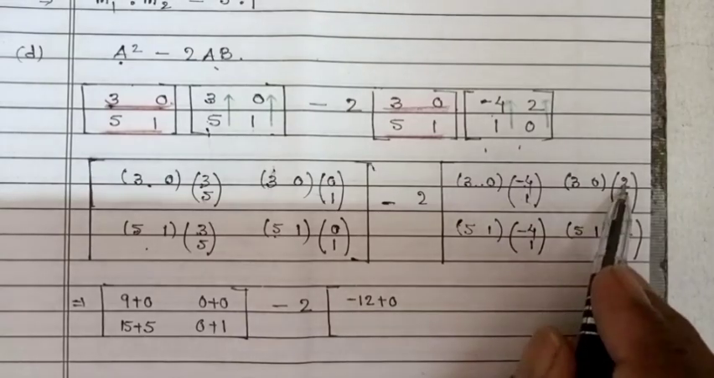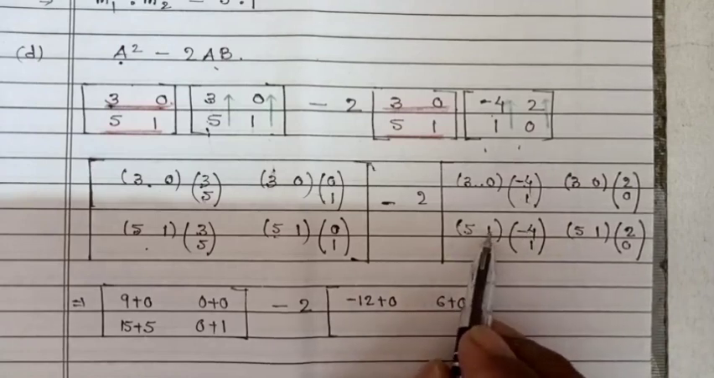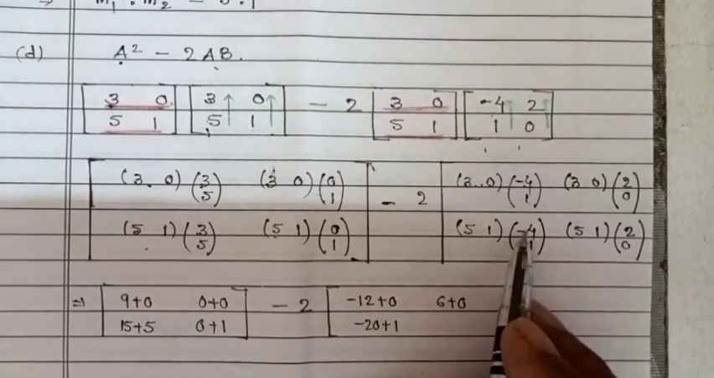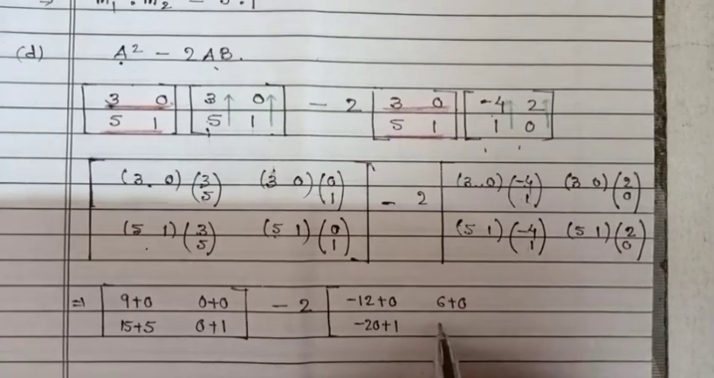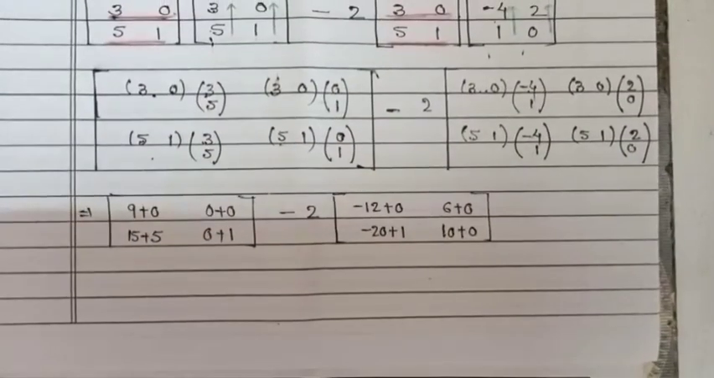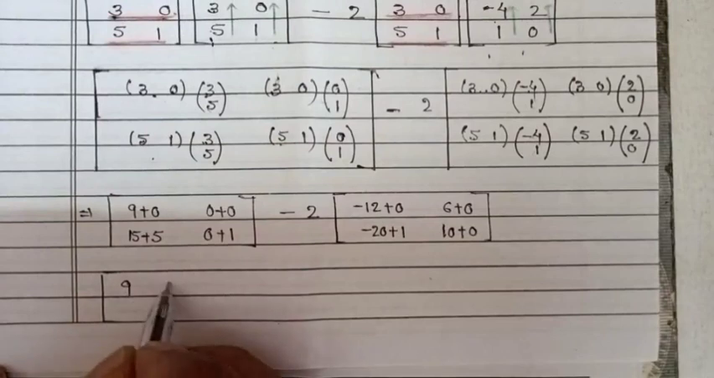Now here, this will give you 3 into minus 4, minus 12, and along with it 0. This will give you 3 into 2, 6, and along with it 0. This will give you minus 20, and along with it, sorry, 1. 5 fours are minus 20, 1 into 1, 1. This one will give you 10, and along with it 0. Okay, so what we will get over here is 9, 0, 20, and 1.